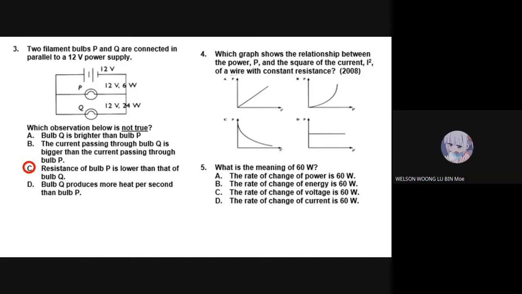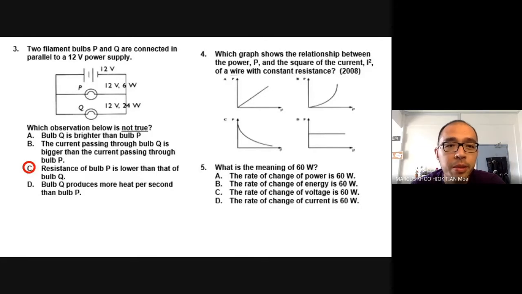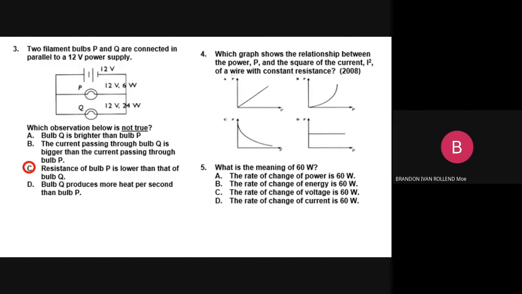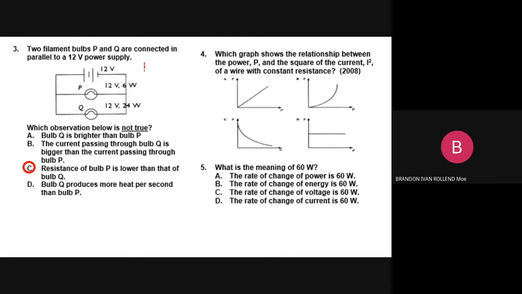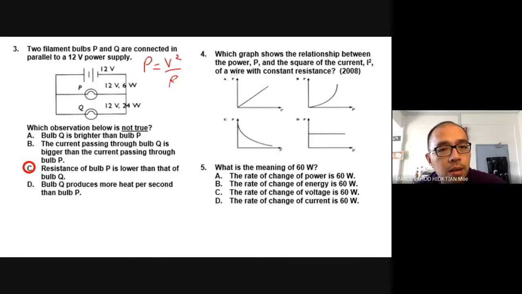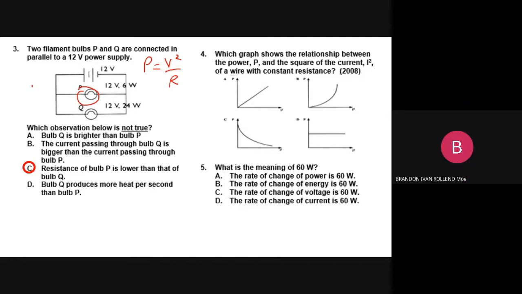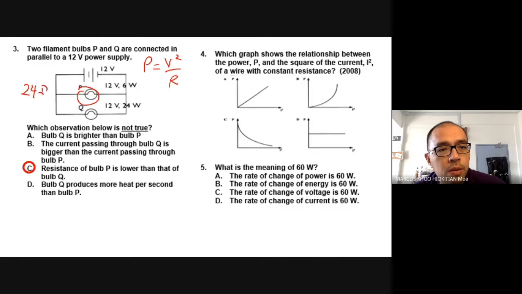Tidak tahu. Brandon, you want to explain to me why your answer is C? Because I calculate the resistance. You calculate the resistance. How do you count the resistance? I use P equals V squared over R. Okay, V squared over R. So how much is the resistance of P? P, I got 24. Okay, 24 ohms.